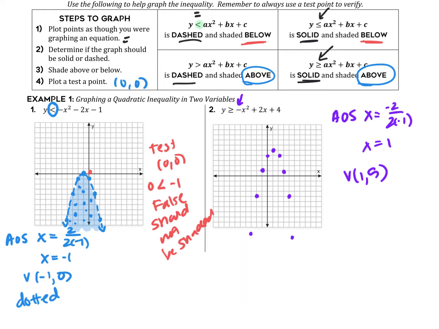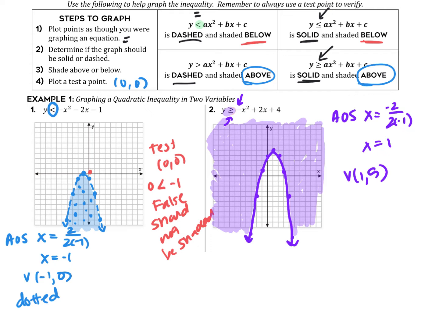So this symbol, greater than or equal to, means when I connect, I'm going to have a solid line, a smooth curve, and then I need to decide if I'm shading inside or outside. Greater than or equal to means that I'm going to shade on the outside around the quadratic. And again, it should cover the whole area we're shading right up to the curve.